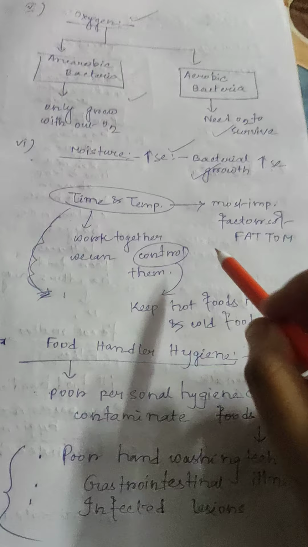The fifth component of FAT TOM is oxygen. Anaerobic bacteria only grow without oxygen, and aerobic bacteria need oxygen to survive. Moisture is the sixth component under FAT TOM. When moisture content increases, bacterial growth also increases.